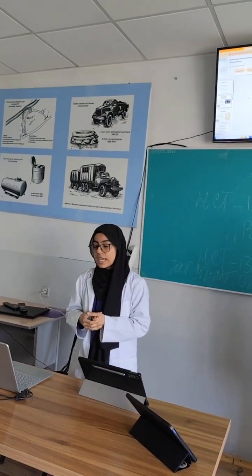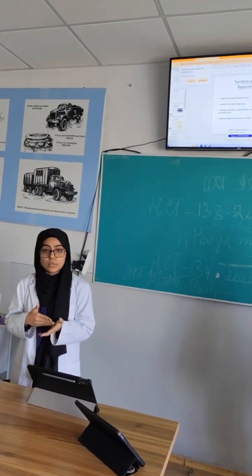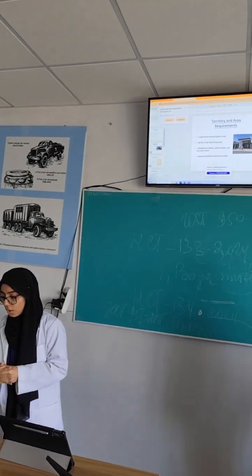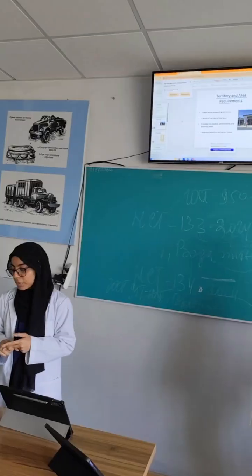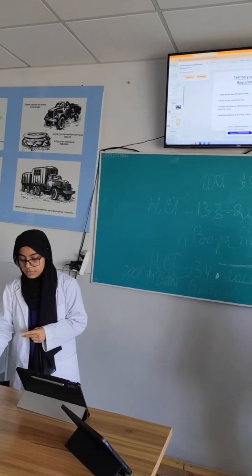Next we have territory and area requirements. They must be a large fenced area with green zones, about 40 to 60 square meters per bed of total area. It must be divided into medical, administrative and economic zones, and also must have separate pedestrian and service routes.